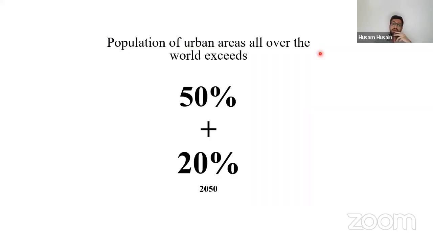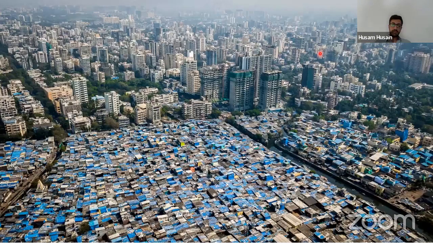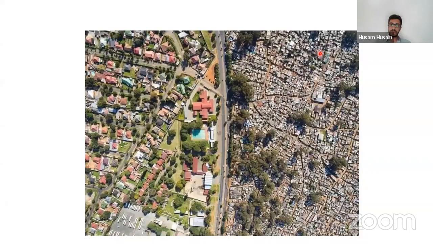Population of urban areas all over the world exceeds 50%. So if we are now about 8 or 9 billion around the world, I think half of that lives in urban areas, and the number is projected to increase by 20% in the coming 25 years. And this is a big number. And this has a big influence on cities, either slums, informals, or even the planned cities. Accordingly, we can say that the planning of housing is the mirror of the social classes.